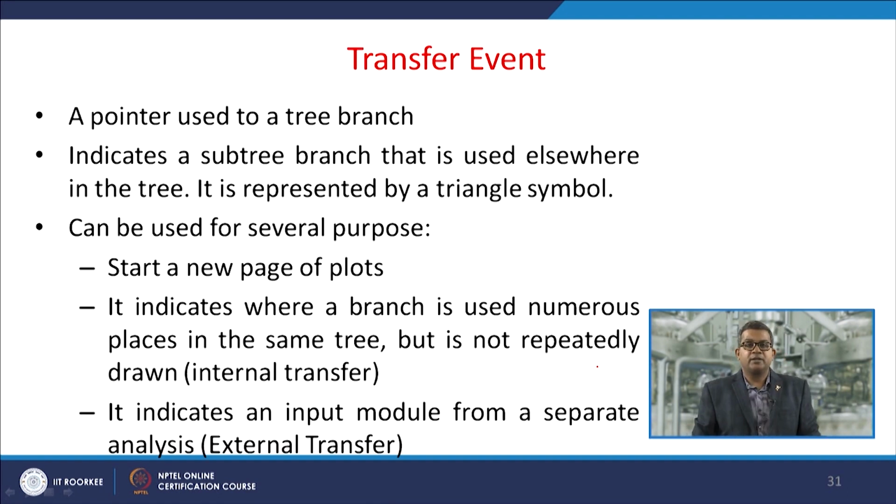There is the transfer event. This is a pointer used to a tree branch like this. It indicates a subtree branch that is used elsewhere in the tree, and it is represented by a triangle symbol. Now, it can be used for several purposes. It may start a new page of the plot. It indicates where a branch is used in numerous places in the same tree but is not repeatedly drawn, that is the internal transfer. It also indicates an input module from a separate analysis, that is called the external transfer.